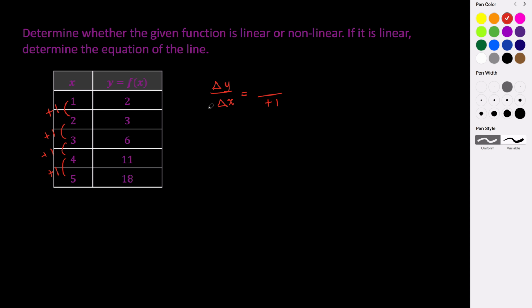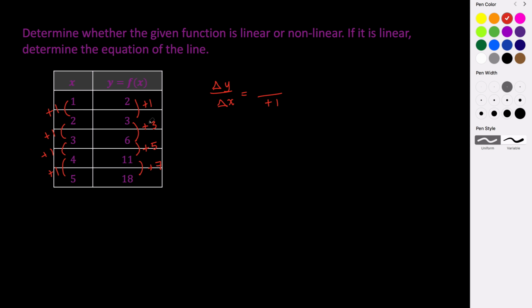We need to know, is the change in y always the same? So to go from 2 to 3, we're adding 1. So it's +1 over +1. To go from 3 to 6, it's +3. To go from 6 to 11, it's +5. To go from 11 to 18, it's +7. So we see that there's a pattern here, +1, +3, +5, +7, all over 1.